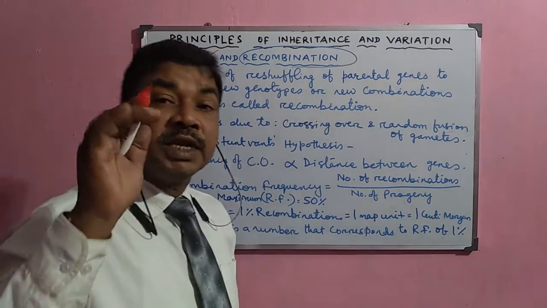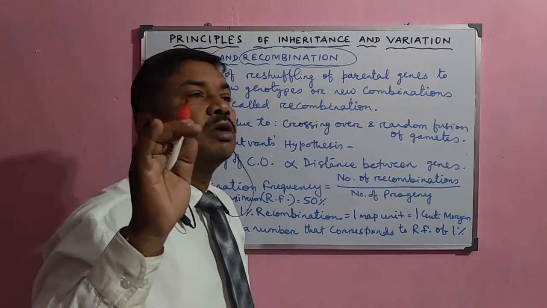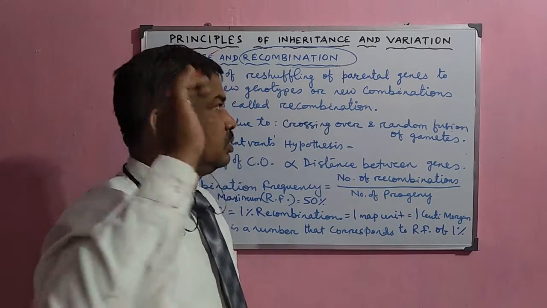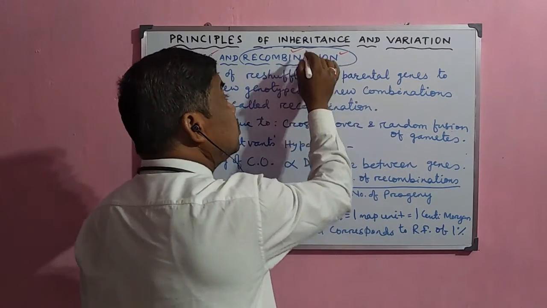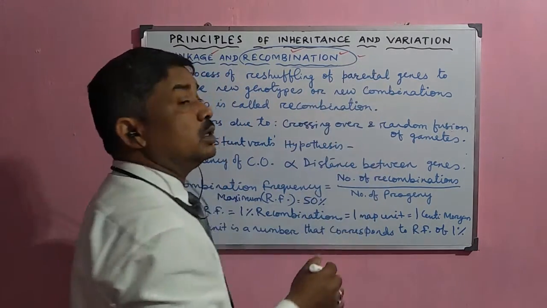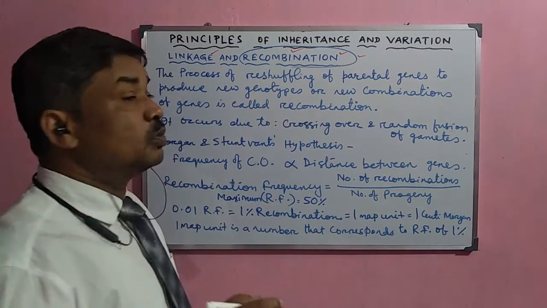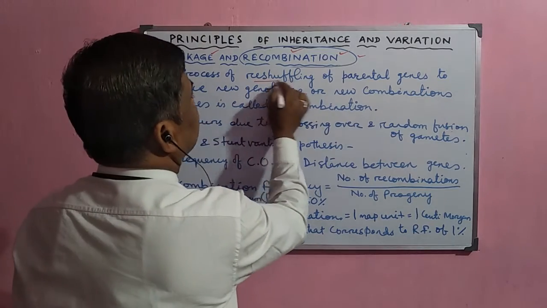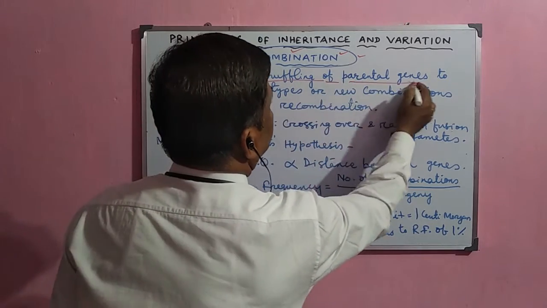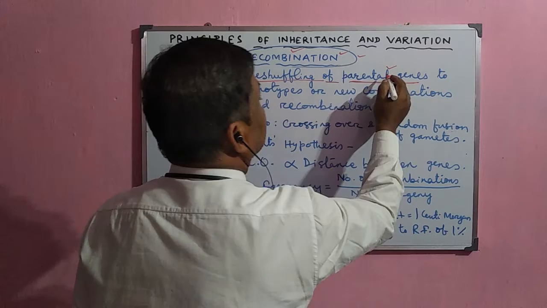That means the same parental combinations are observed in the offspring. But normally, sometimes what happens? Some new combinations are observed in the offspring. Now this process of reshuffling of the parental genes which remained together.